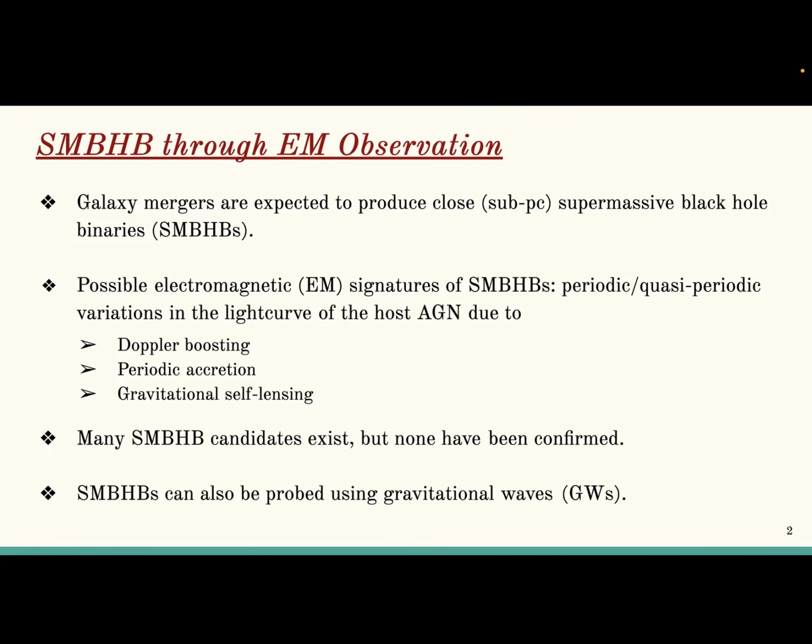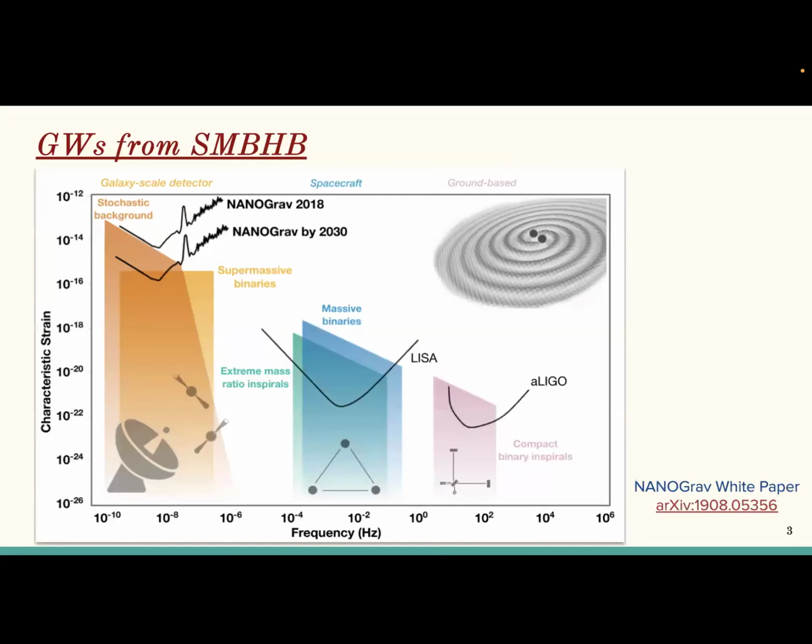But fortunately, this EM observation is not the only way to detect supermassive black hole binaries, okay? Because supermassive black hole binaries can also be probed using gravitational waves.